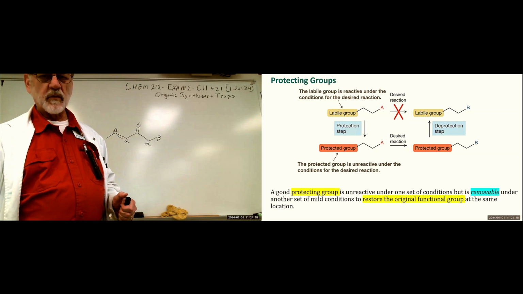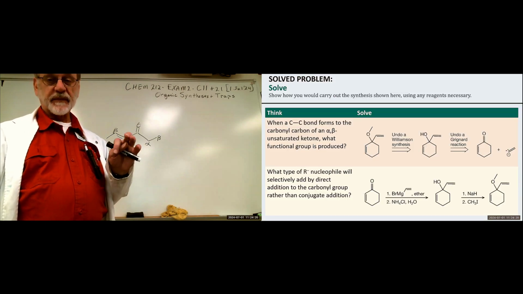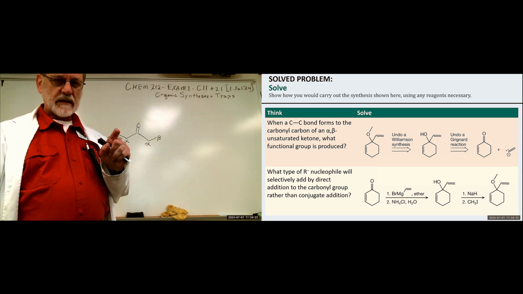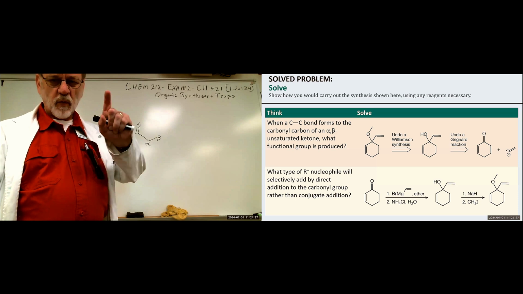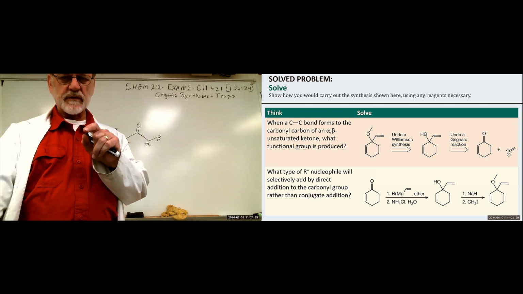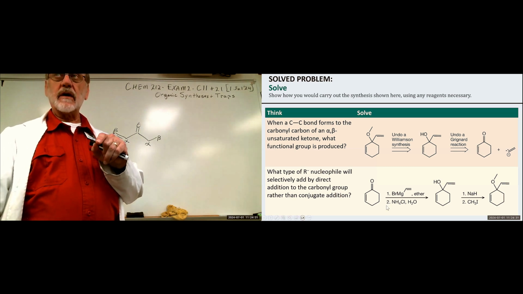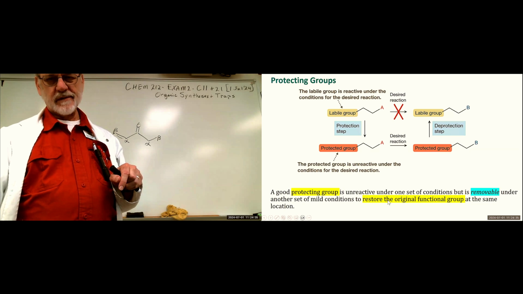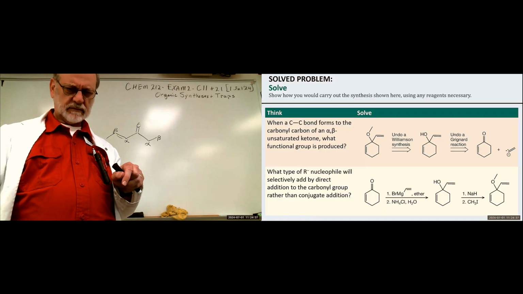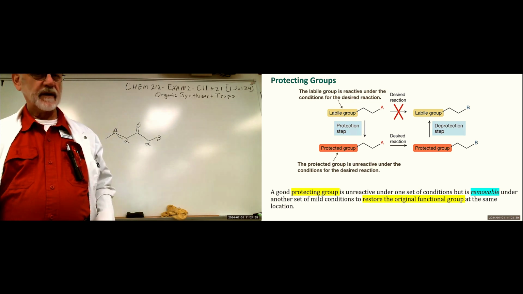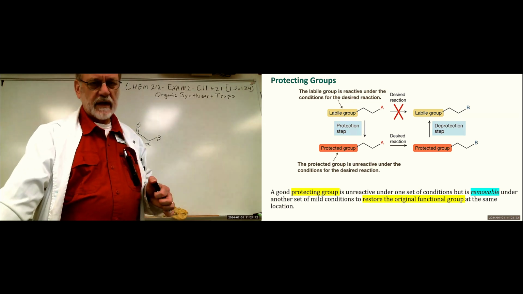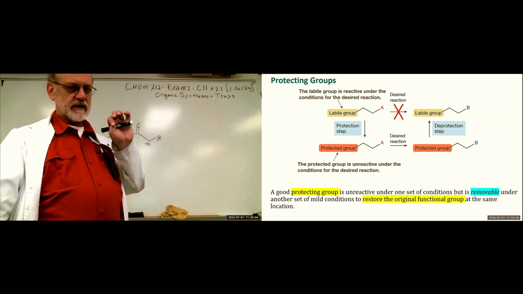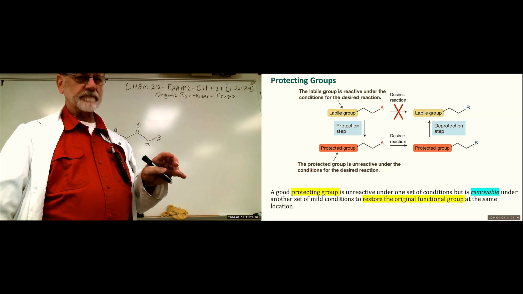What we want out of this is to produce that end product down there in the lower right-hand corner. Well, no, they're not connected. Sorry. Now we're going to talk about protecting groups. If we change the reagents, we get a different product.